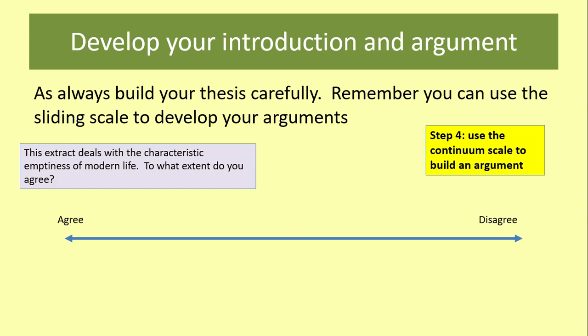So what I've done in the grey box here is I've just rephrased this statement, which is explore the significance of emptiness of modern life in this extract, and I've phrased it into a kind of question. So I've written this extract deals with the characteristic emptiness of modern life. I've added the word characteristic in there because I think that works in the idea of significance, that emptiness is a characteristic, or is it, I guess is what you're asking. And then I've written on the end of that to what extent do you agree, which makes this sliding scale, this continuum scale, really easy to work with. So you put agree on one end and disagree on the other.